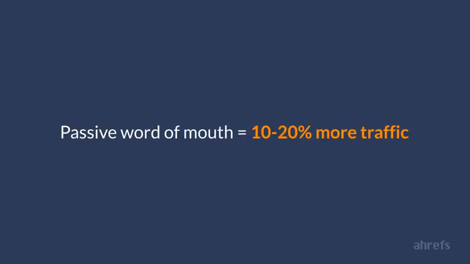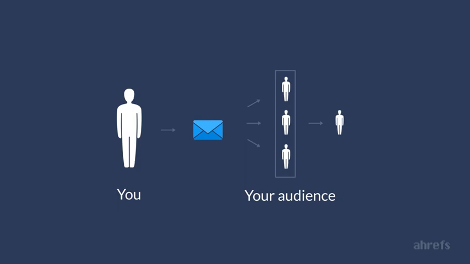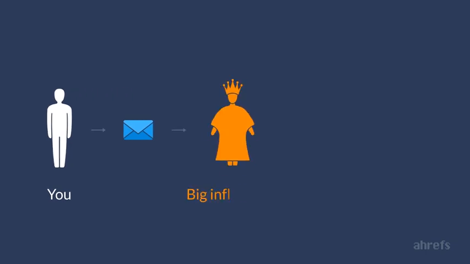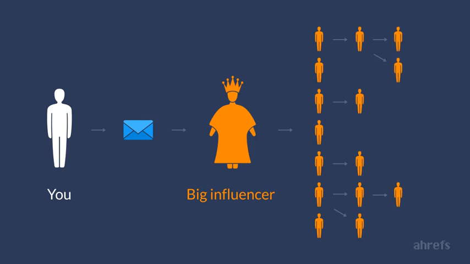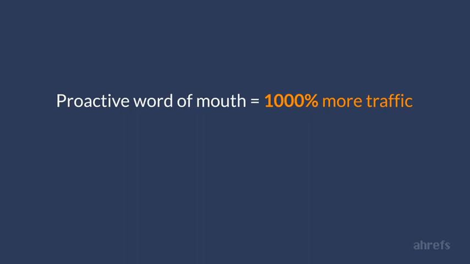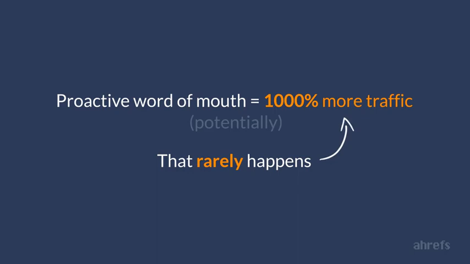Passive word of mouth will usually improve your spike of traffic by like 10 to 20% if you're lucky. That's because most of your blog visitors don't have a large enough following to bring you any good traffic when they share your article. But if you manage to persuade a few big influencers to share your content with their huge audiences, that may send a tsunami of traffic your way. So proactive word of mouth can improve your spike of traffic by like 1000%. But that rarely happens, to be honest. The top people in your field are usually super reluctant to promote others, especially when your blog is new and they have never heard about you before.